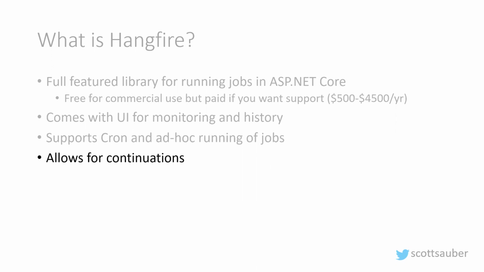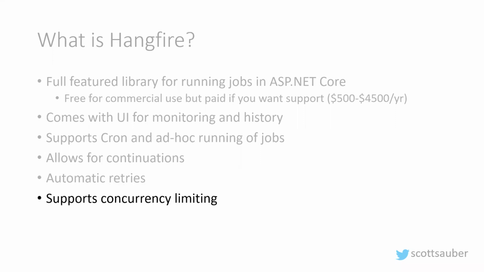And it allows for things called continuations. If you're familiar with that concept with async await, it's the exact same concept where let's say you want task A to run before task B, before task C. You can set up continuations in Hangfire and it will manage and orchestrate that workflow for you. It comes with automatic retries out of the box. By default, you get 10 retries and it'll do an exponential backoff after each retry. And we'll take a look at that here in a second.